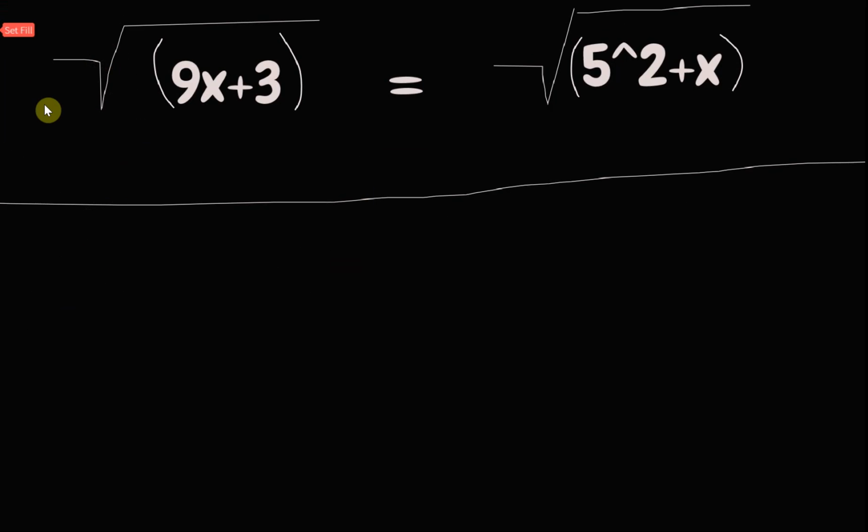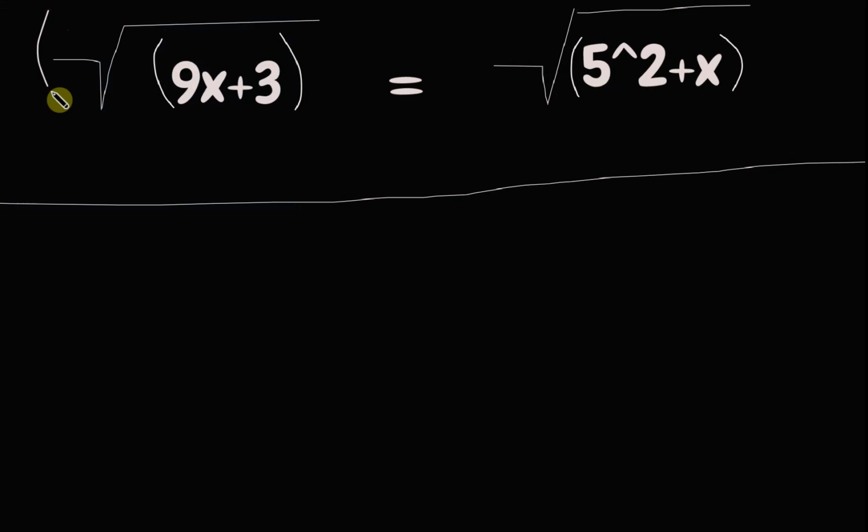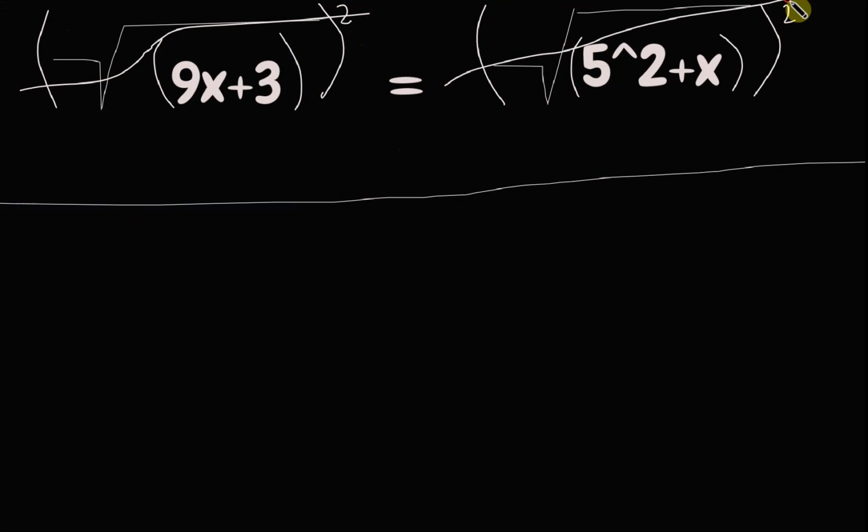Number one, we know that this is a square root, and we also know that this is a square root. So if we square both sides, let's do that. Because it's an equation, you do the same thing on the other side because it's an equal. And so these square roots and the squares just go away, cross out.